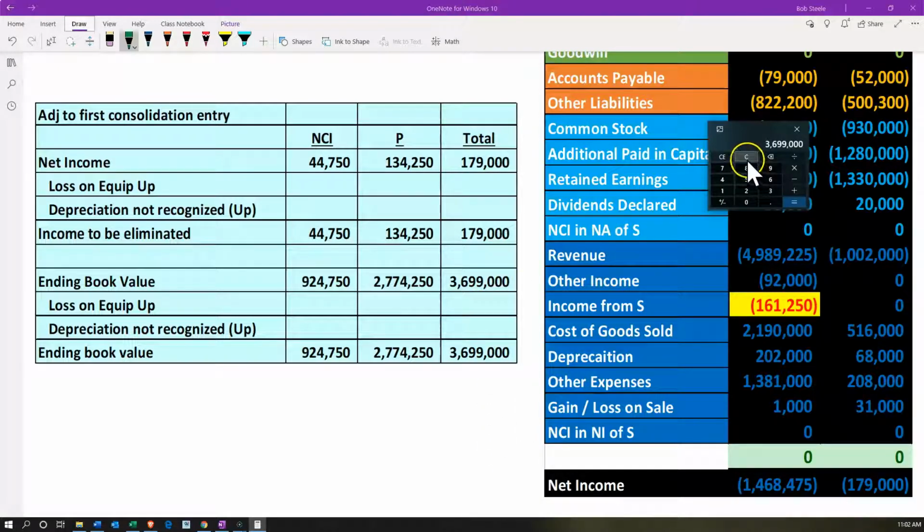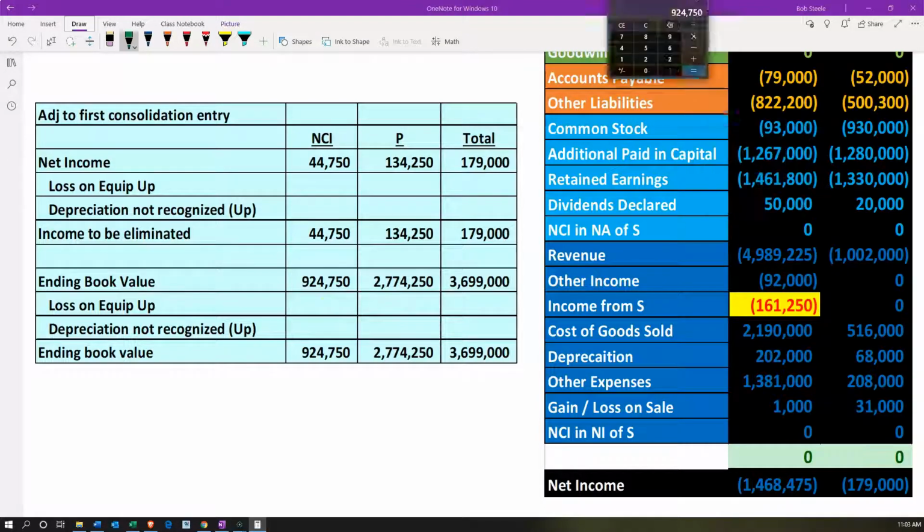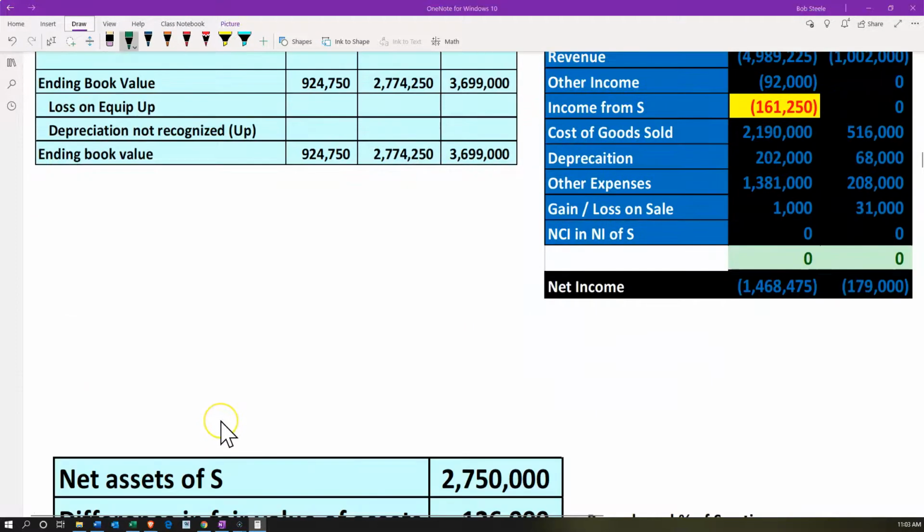If we take the controlling interest percent, multiplying that times 0.75, 75%, we get the 2,774,250. If we took that same number, the 3,699,000, times the non-controlling interest, or 25%, we get the 924,750. All right, then let's scroll on down.